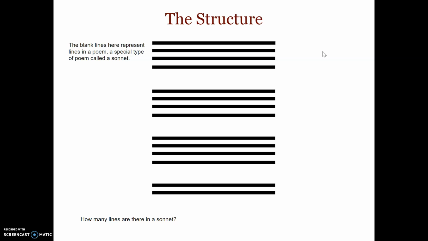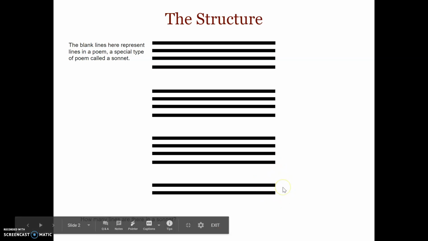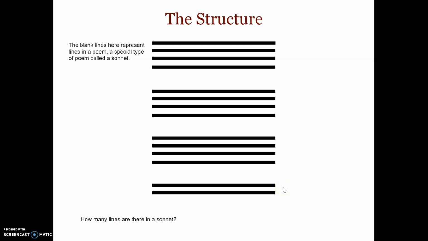And if we break it down further, those sets consist of lines, right? So this stanza has 4 lines, this stanza has 4 lines, and this stanza has 4 lines. So we have 12 lines here. This last stanza has 2. So altogether, this sonnet has 14 lines. And a Shakespearean sonnet does have 14 lines, and that's something important for you to remember. Okay?